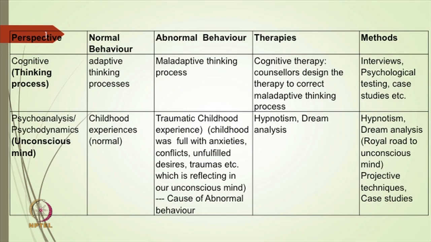Let's take another perspective. You will find a totally different style of defining human behavior, in terms of normal as well as abnormal, and their therapies are quite unique compared to the previous perspective. Psychoanalysis and psychodynamics focus on the unconscious mind, and they say that the causes of normal and abnormal behavior are mainly in our childhood experiences. If we had normal childhood experiences, then we have a normal lifestyle. However, in some cases, we may have traumatic childhood experiences. Suppose childhood was full of anxiety, conflicts, unfulfilled desires, traumas, etc., which are reflected in our unconscious mind. That is the cause of abnormal behavior as per this school.